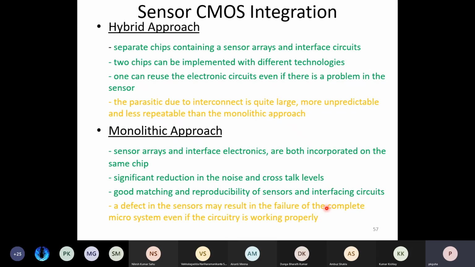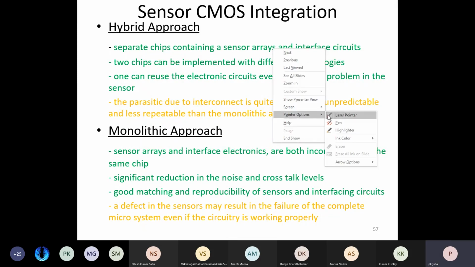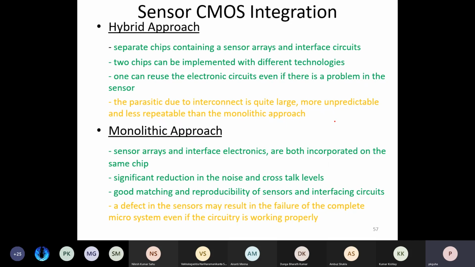Now, the last point I would like to mention before I stop this discussion is that there are a couple of approaches for integration. As I said, one is pre-CMOS, one is intermediate CMOS, and one is post-CMOS to integrate your circuit with your non-silicon devices. Okay. Now the thing is that this is true for the monolithic approach.